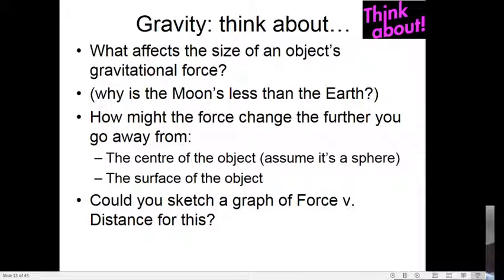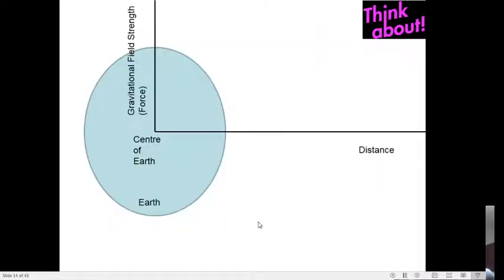How might the force change the further away you go from the centre of an object? Most of these are spherical, we can assume that they are. And how will the gravitational force change if you move away from the surface of the object? And from that, could you plot or sketch a graph to show how the force versus distance would change?